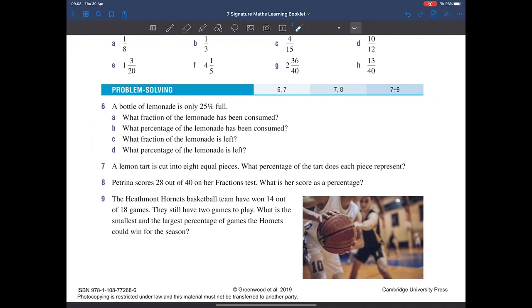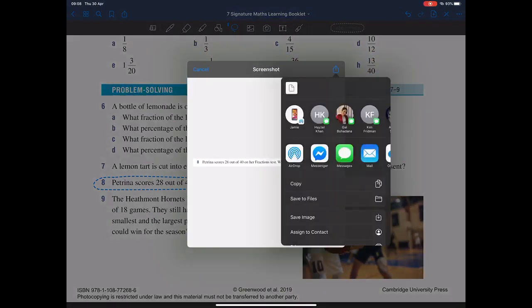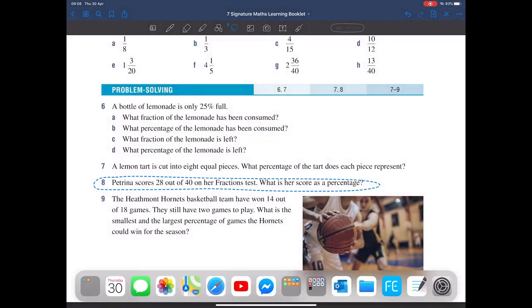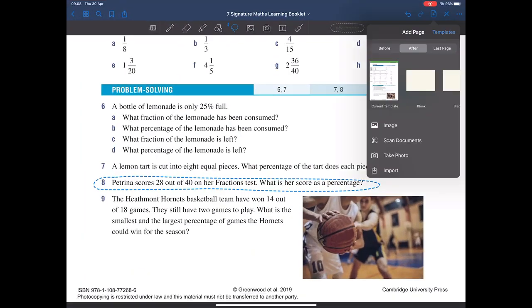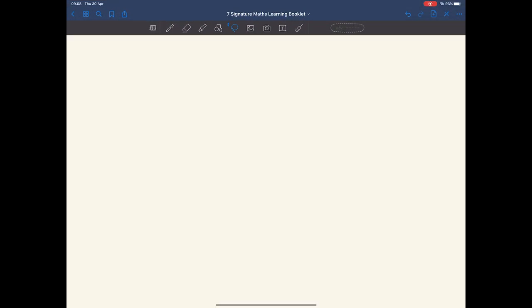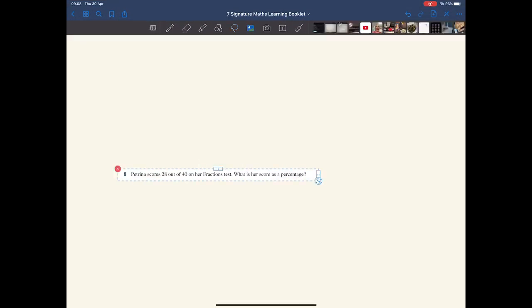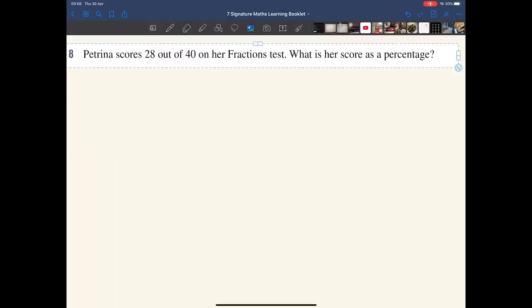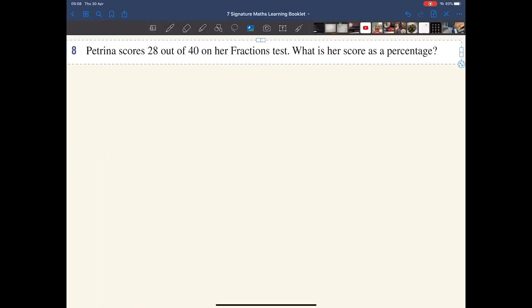Here we go. Let's go ahead and copy this. And I'll make a new page. Blow this up a bit. Okay, this is question 8. Petrina scores 28 out of 40 on her fractions test. What is her score as a percentage?